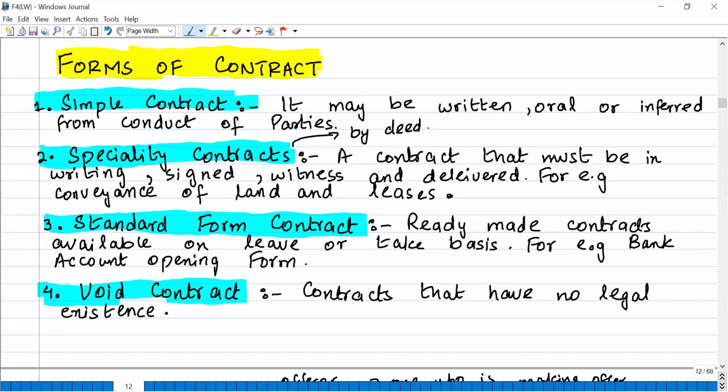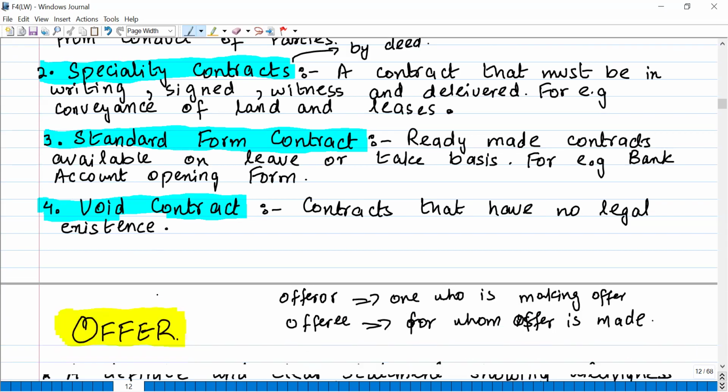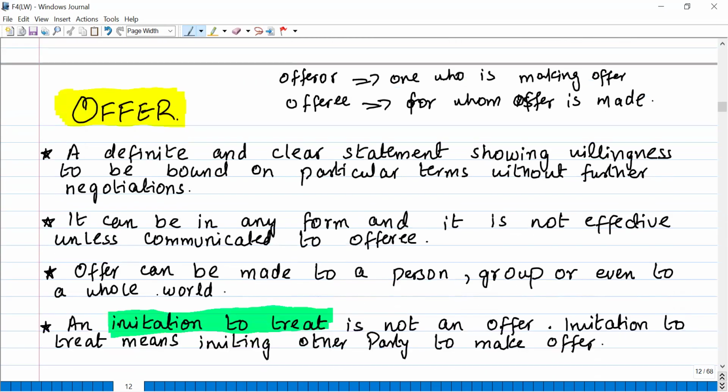Void contract means a contract that is held invalid. A contract which has no legal existence is known as a void contract. Okay. Now let's understand the elements of the contract one by one.